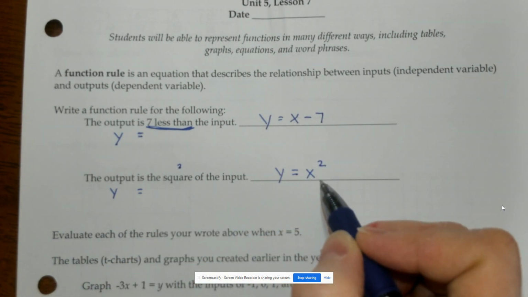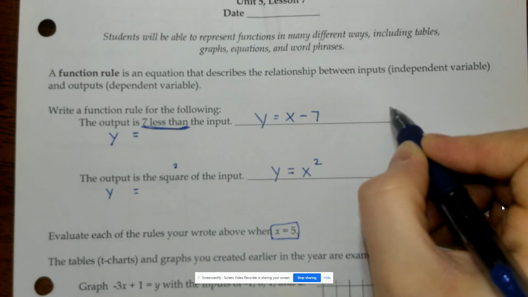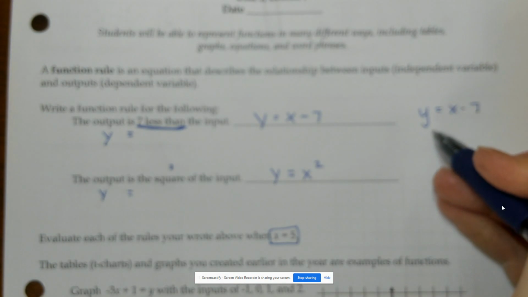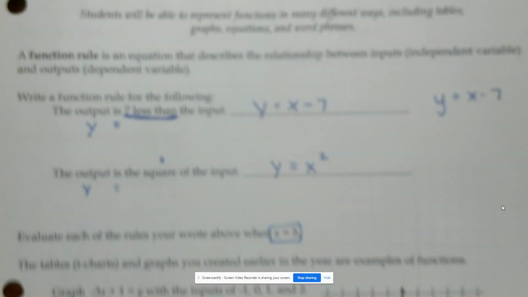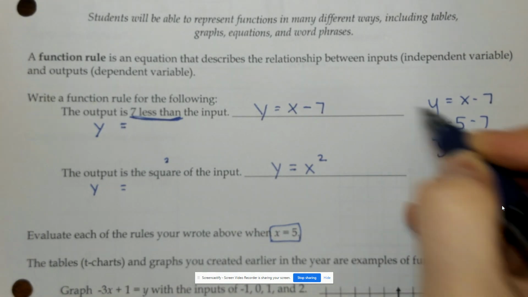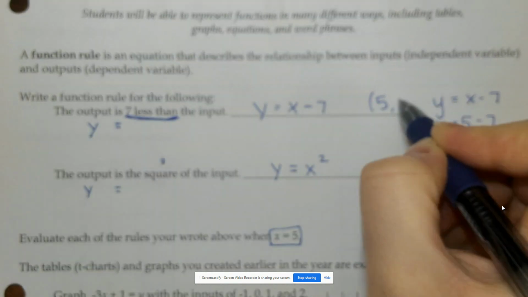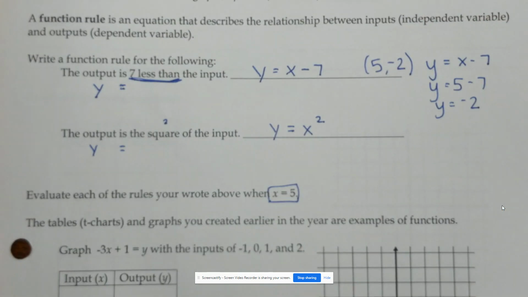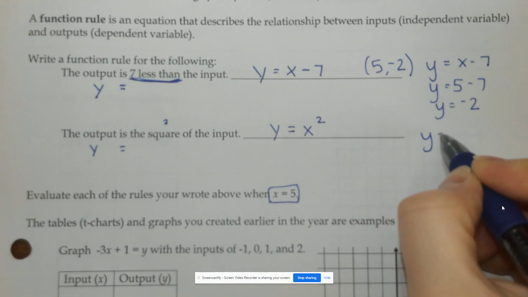Evaluate each of the rules you wrote when x equals 5. So if we go back up here, y equals x minus 7. If we're going to evaluate that when x equals 5, we're going to do y equals 5 minus 7. And we're going to get that y is negative 2. So if the input is 5, the output is negative 2, and that ordered pair would represent the input and output. So now we're also going to look at y equals x squared.